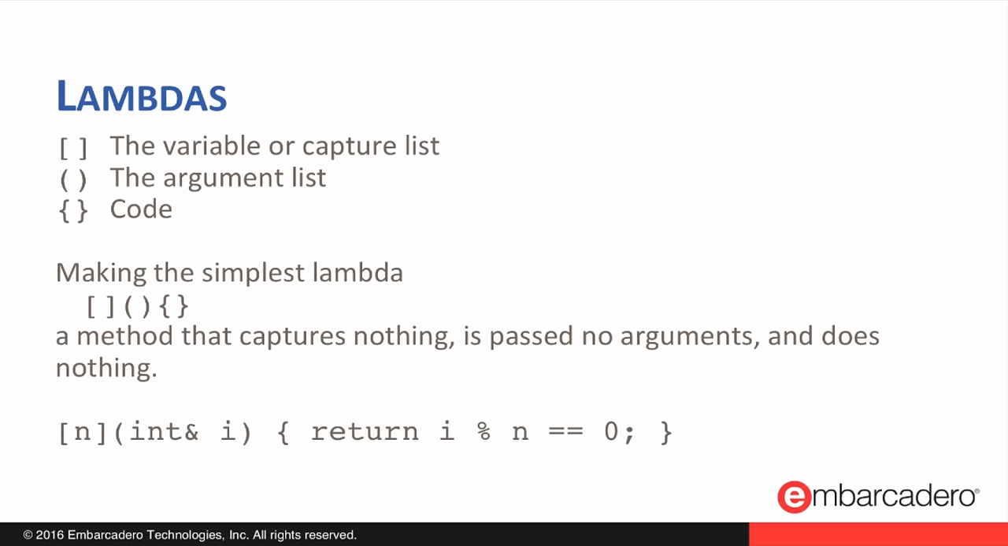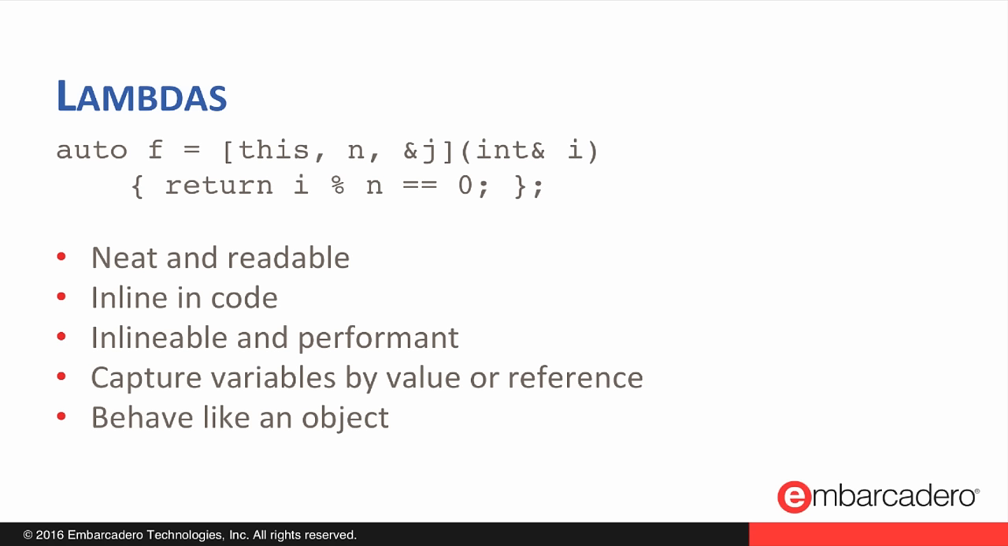Let's break them down. They're composed of 3 elements: the variable or capture list, the argument list, and code. And this makes the simplest lambda, [](){}, a method that captures nothing, is passed no arguments, and does nothing. The code is simple. The arguments are like any function. In the above example, it was passed a single integer argument accessible in the lambda code as i.